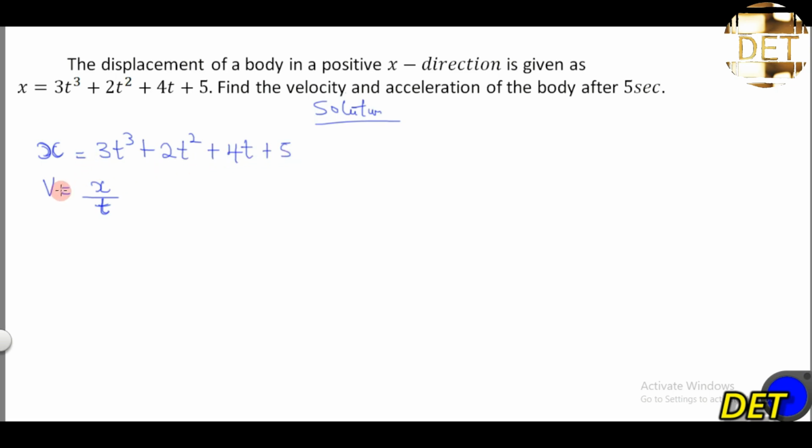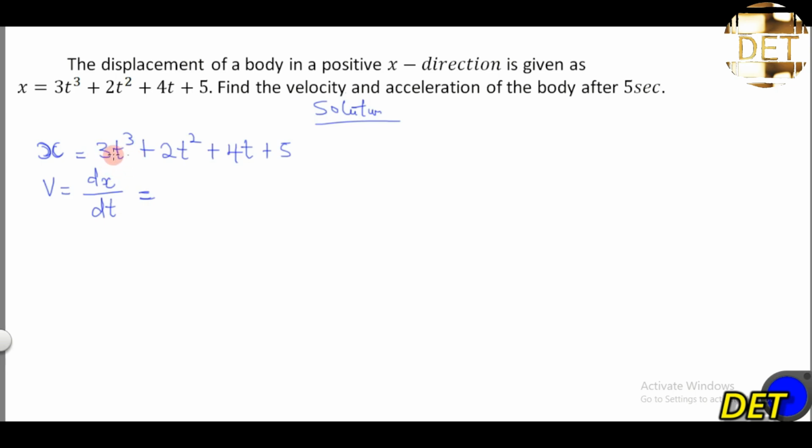What we're going to do in order to look for velocity is that we're going to differentiate x with respect to t, because velocity is displacement over time. It is change in displacement over change in time. So our velocity is going to be a differentiation of x with respect to t, right? So velocity will be equal to dx over dt, changing x with respect to t. So this will be equal to.